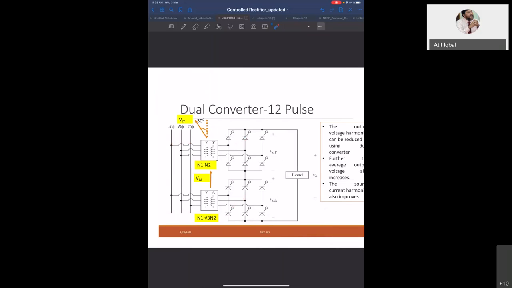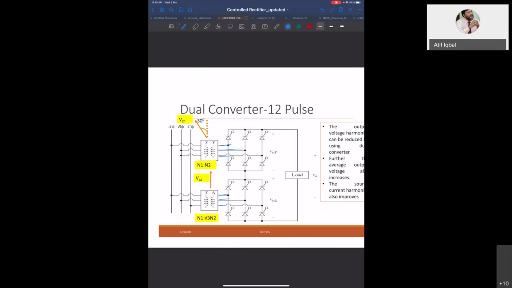Now, what happens here is that we use two converters such that the output of this converter and the output of this converter are 30 degrees from one another. This is how we do that. We use a three-phase transformer which is star-star, and another three-phase transformer that is star-delta. The star-star is used to feed thyristor rectifier 1, and the star-delta is used to feed another three-phase rectifier module. So one is star-star, another is star-delta.